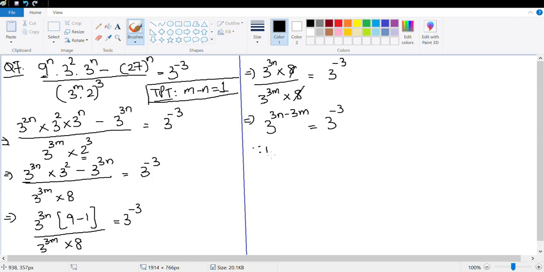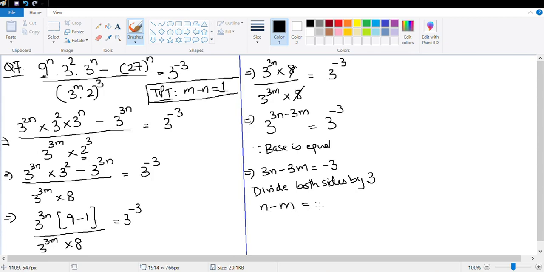Now since base is equal, which means 3n minus 3m is equal to negative 3. Let's divide everything by 3. So divide both sides by 3. If I divide both sides by 3, I get n minus m is equal to negative 1.